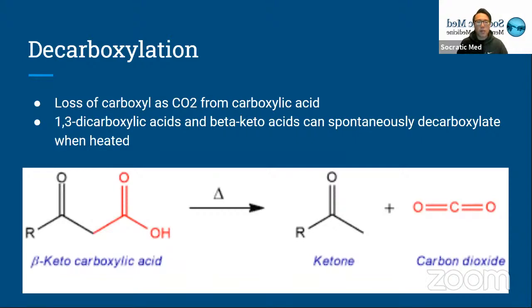So next, I'm going to go over decarboxylation. This is when you lose a carboxyl group as carbon dioxide from a carboxylic acid. You can do this with 1,3-dicarboxylic acids or beta-keto acids. If there's a carbonyl group 2 carbons away from the carboxylic acid, it can spontaneously decarboxylate when heated. As you can see on the bottom, this beta-keto carboxylic acid, when you heat it up, loses the carboxyl group as carbon dioxide from the molecule.